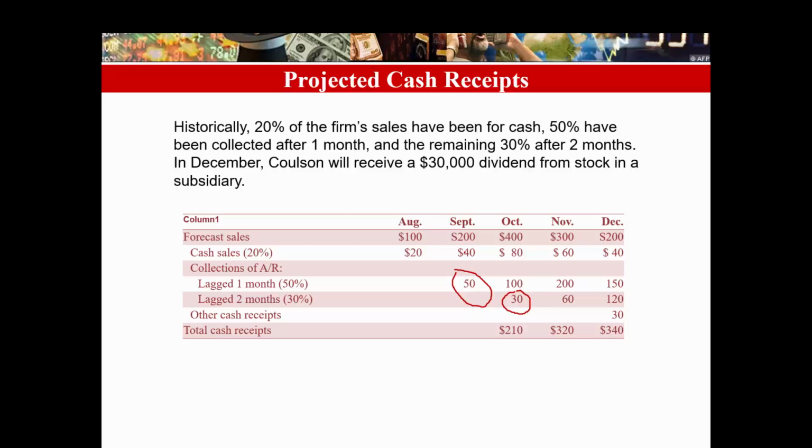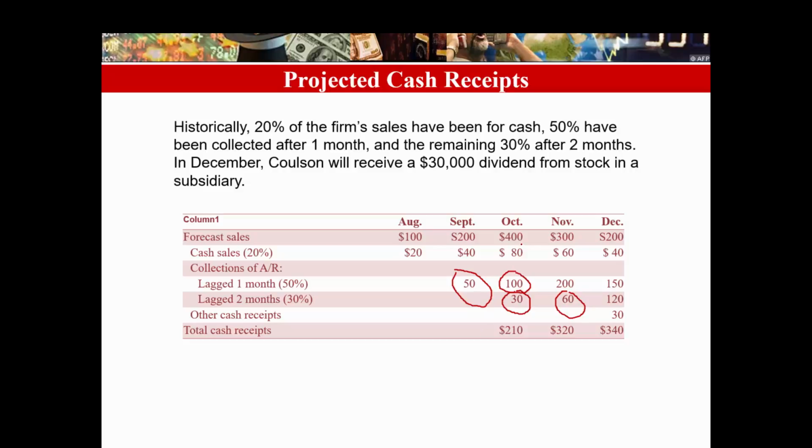20% of it was collected in September as cash. 50% of it is going to be collected in October, right in here. And 30% of that is going to be collected in November, 2 months lagged cash flow in here.